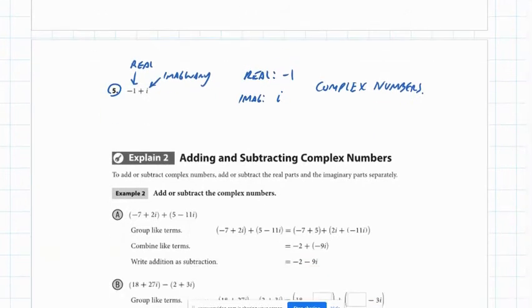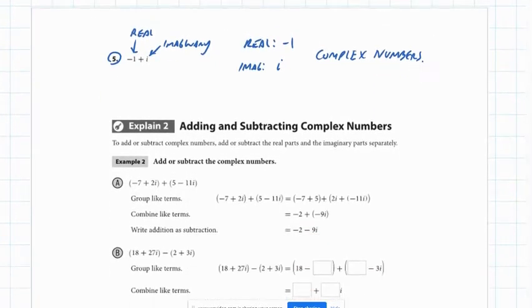Okay, and then the next examples are on adding and subtracting complex numbers. So when we add and subtract complex numbers, we just add the real parts and add the imaginary parts. So negative 7 plus 5, those are the real parts. That adds up to negative 2. 2i and negative 11i adds up to negative 9i. So we get our simplified answer of negative 2 minus 9i.